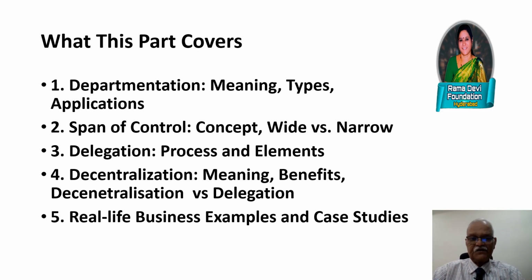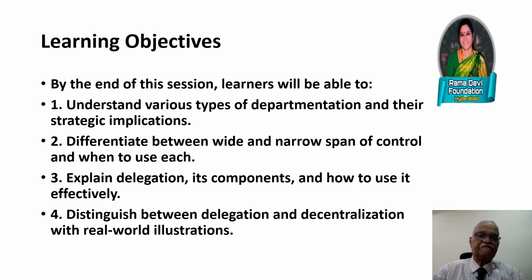What does this part cover? It covers 1. Departmentation, meaning, types, and applications. 2. Span of control, concept, wide versus narrow span of control. 3rd is delegation of authority, the process and elements. 4. Decentralization, meaning, benefits, decentralization versus delegation. And 5. Real-life business examples and case studies.